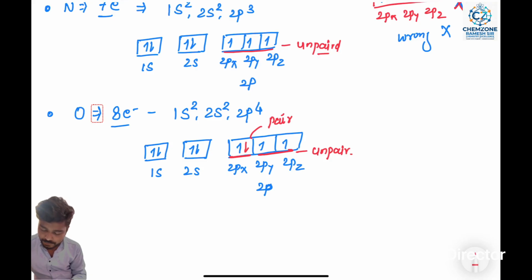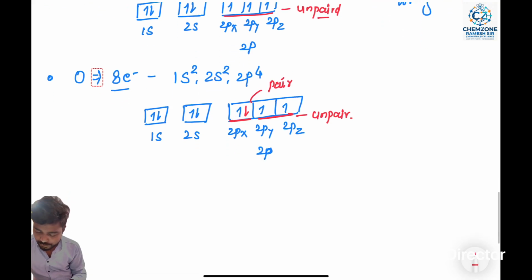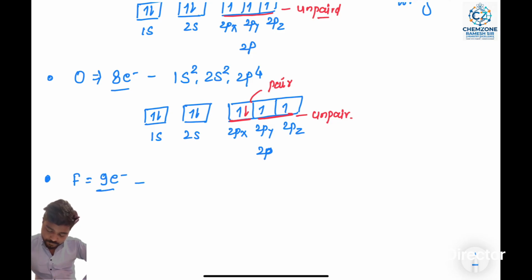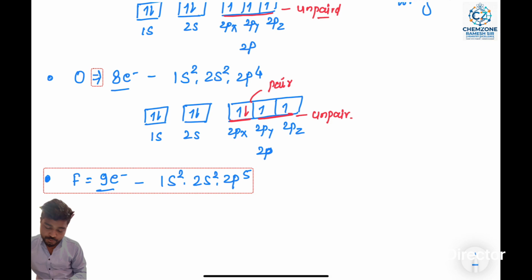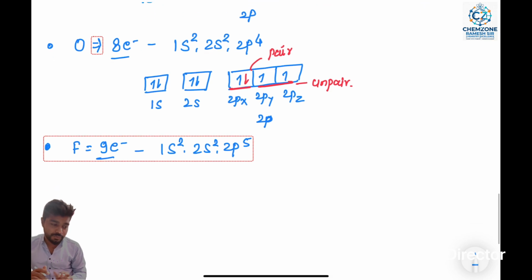The fourth electron will form a pair there. Okay, then next one after oxygen is fluorine. 9 electrons are present for the fluorine. So 1s2, 2s2, 2p5. 5 and 2 is 7, and 7 plus 2 is your 9.